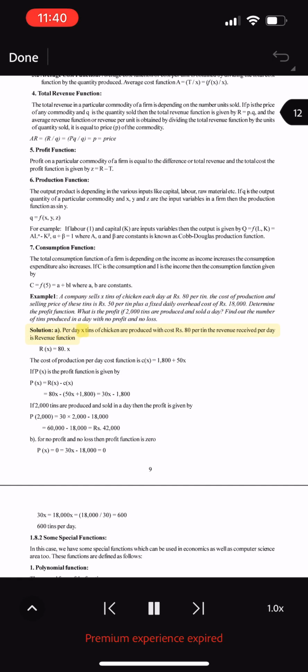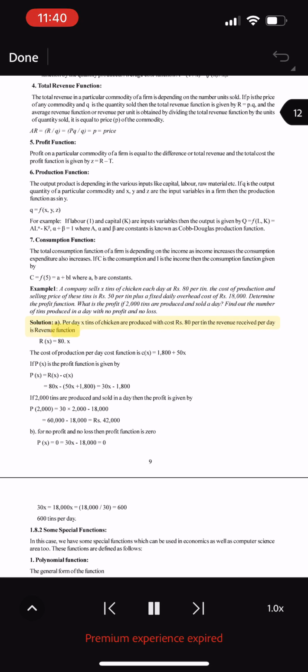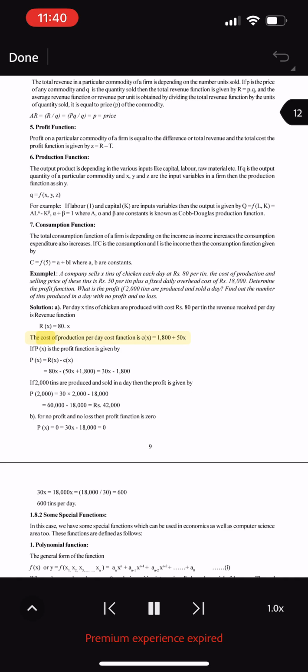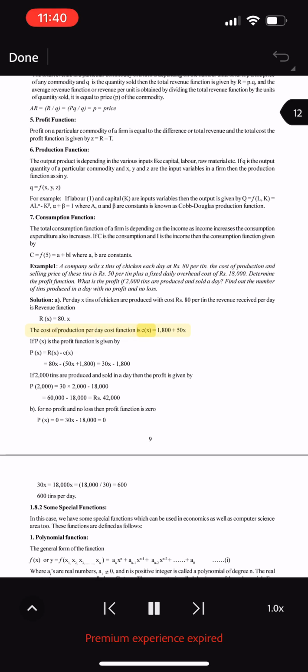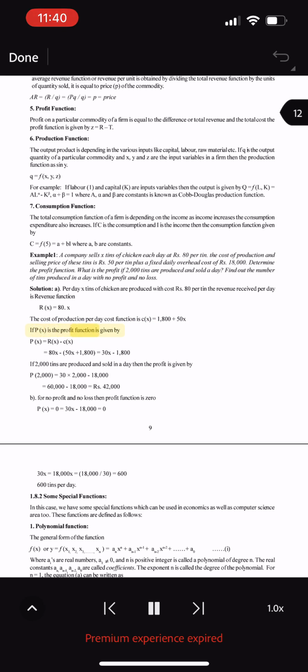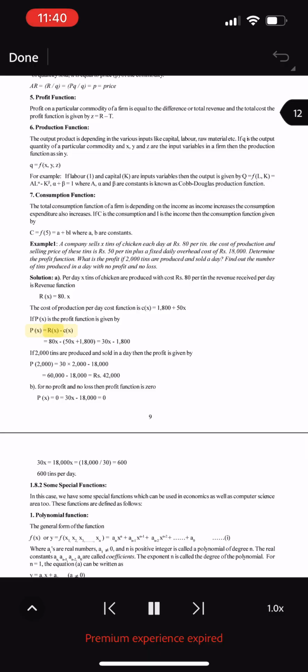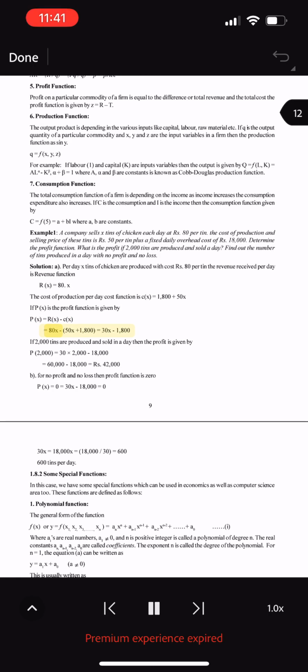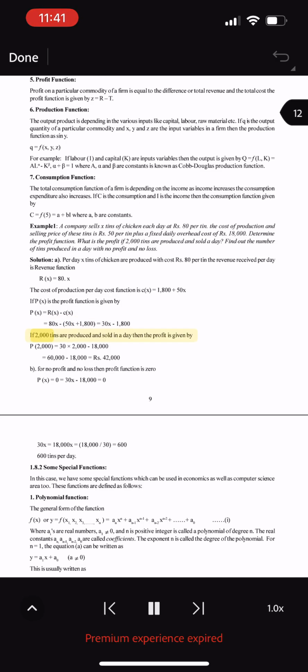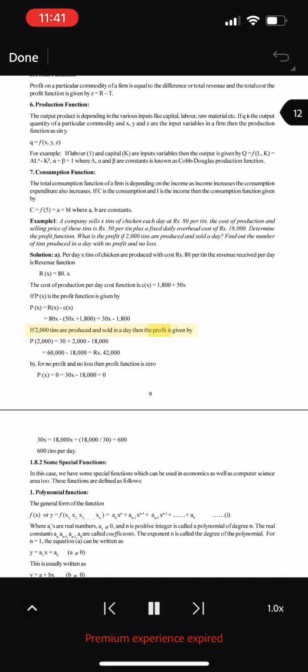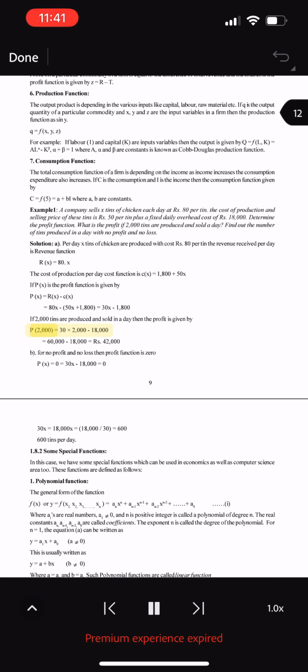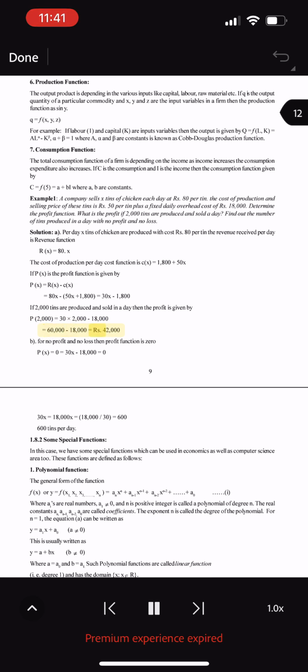Solution. Per day X tins of chicken are produced and sold at Rs 80 per tin. The revenue received per day is the revenue function R(X) = 80X. The cost of production per day, the cost function, is C(X) = 18,000 + 50X. If P(X) is the profit function, it is given by P(X) = R(X) - C(X) = 80X - 50X - 18,000 = 30X - 18,000. If 2,000 tins are produced and sold in a day, then the profit is P(2000) = 30 × 2000 - 18,000 = 60,000 - 18,000 = Rs 42,000.